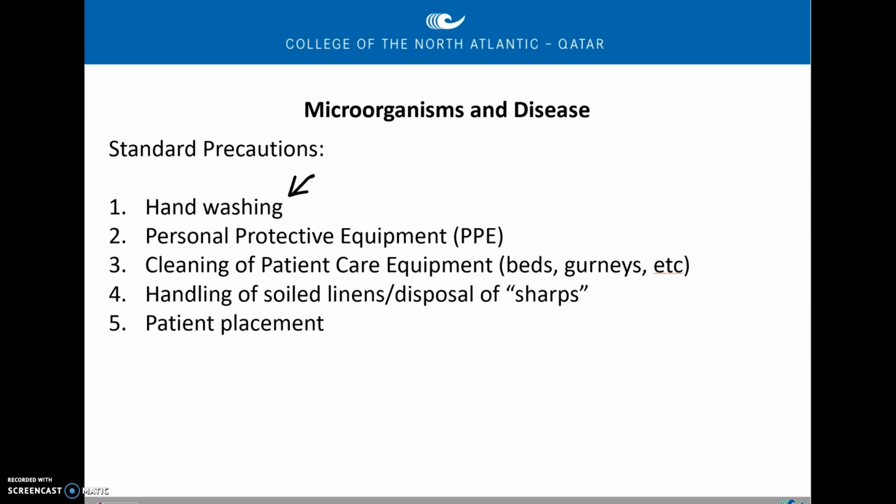And finally, we get patient placement. Depending on what the patient's infected with, you would put patients who are suffering from similar diseases in a similar place so that they don't spread it around, or they keep it isolated to one area. A good example of patient placement right now is asking people to self-isolate. All right, you're placing a patient away from healthy people in order to prevent the infection, and that's really, really important.